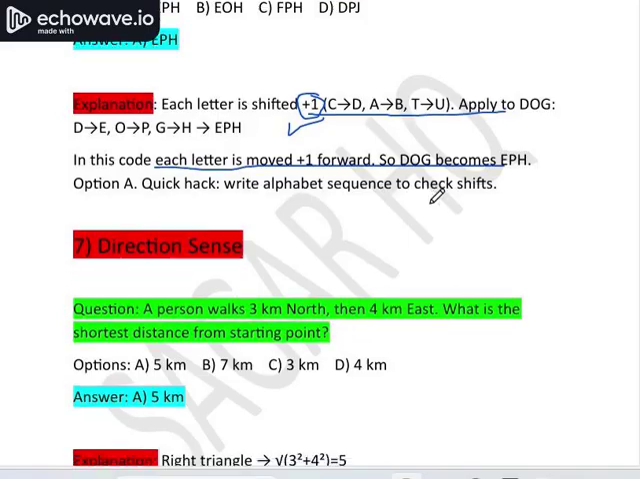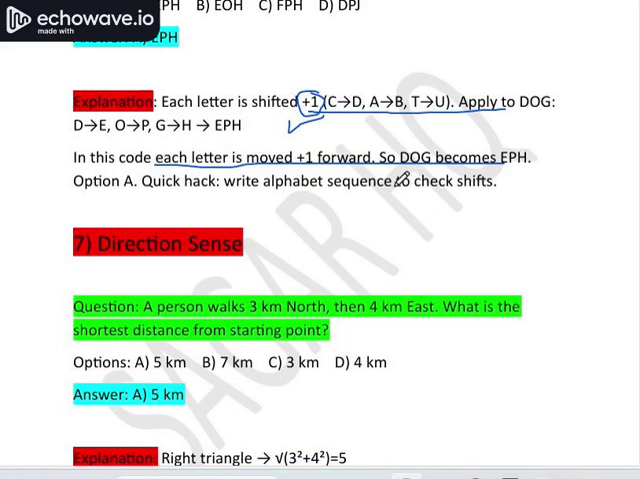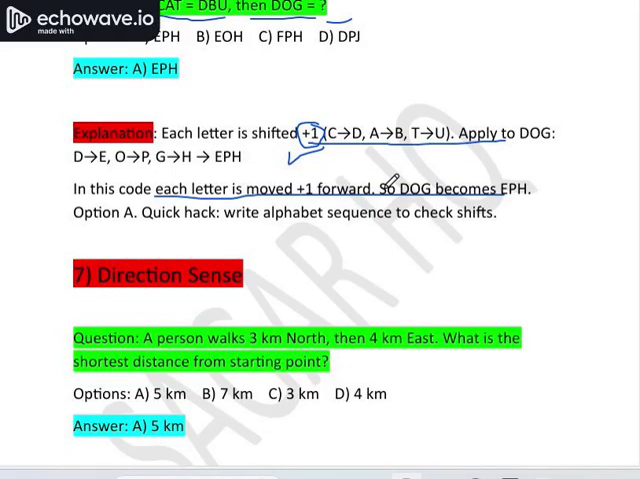So applying this rule to dog, D becomes E, O becomes P, G becomes H. So ultimately our right answer is option A, which is EPH.